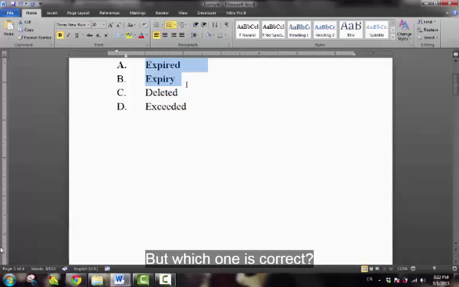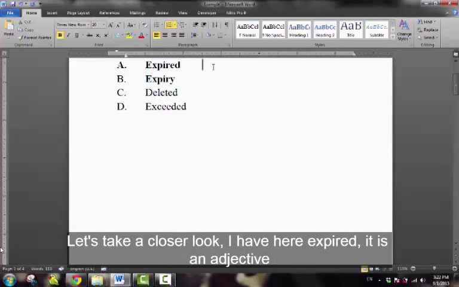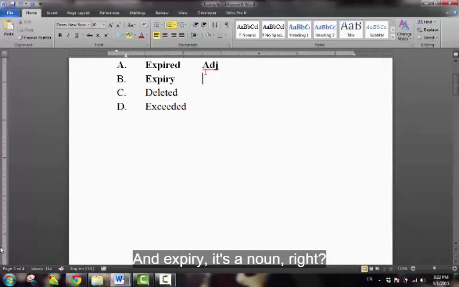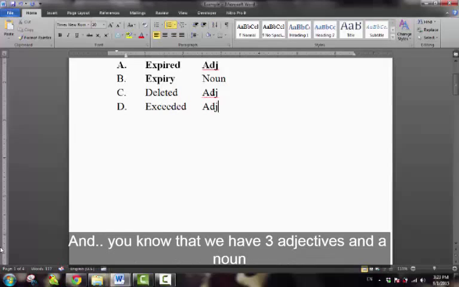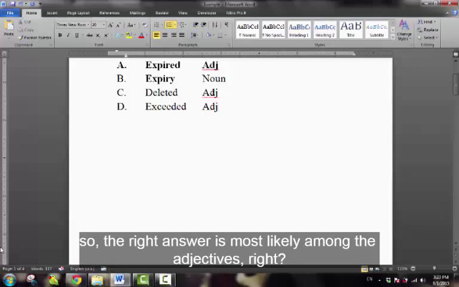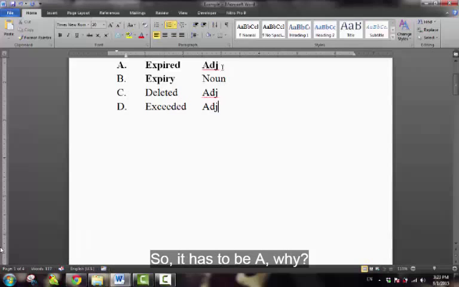They are very similar. So I would think that the right choice would be A or B. But which one is correct? Let's take a closer look. I have here expired, it's an adjective, and expiry, it's a noun, right? And deleted is an adjective, and exceeded is also an adjective. And we know that we have three adjectives and a noun, so the right answer is most likely among the adjectives, right? So it has to be A.